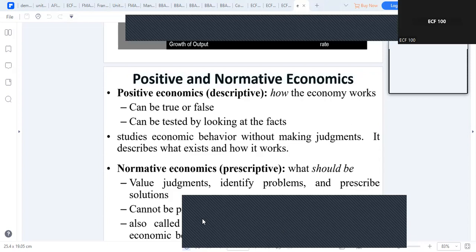Are we following? Are you able to see my screen? Yes. Are there any questions? Yes, we are. Are we following?